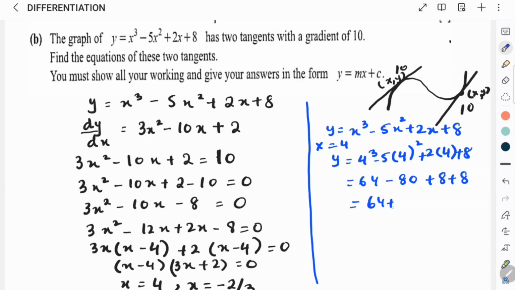4 cubed is 64, and then 16 times 5 is 80, and 2 times 4 is 8, and then 8. 64 and 8 and 8 minus 80. When you add them together, it becomes 80 minus 80, that is equal to 0. One of the coordinates is (4, 0). Now we are going to find the other coordinate, and let's find the equation also later.